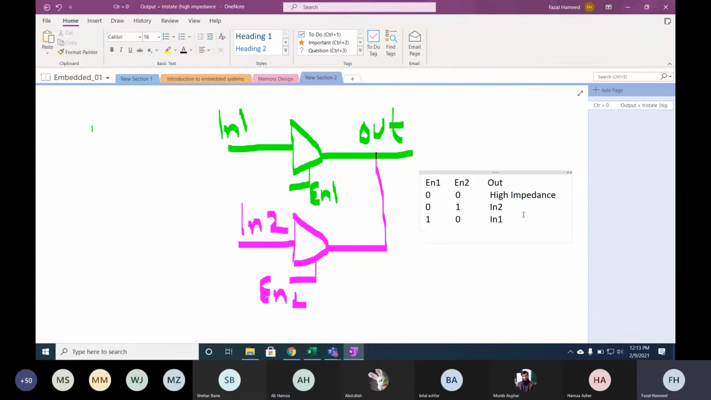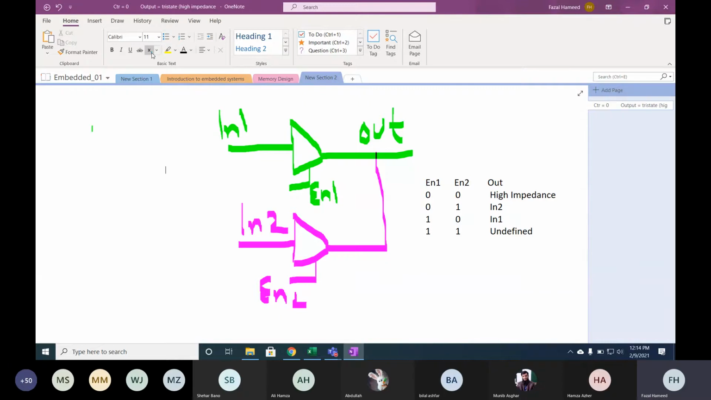Yes. Now there is a problem. If both are 1, what will happen? Undefined. Yes, actually this is undefined, and I will explain why. Sometimes there will be a problem, maybe a short circuit. I will explain this now.